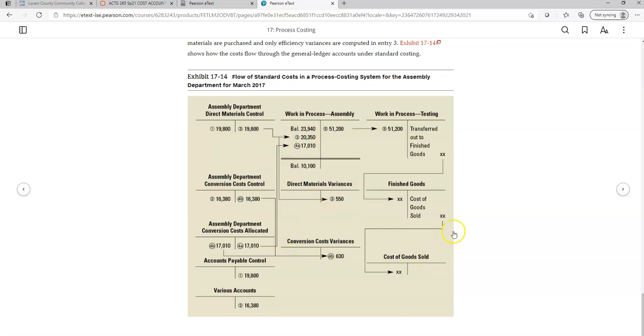So we've got a complex diagram here, but we can see the interrelationship between the favorable conversion cost variances, as well as the favorable direct materials variances here. And remember, they're credit entries, so they're going to be credits in our T accounts. If they were unfavorable, they would be debit entries on our books, and then also debit entries in the T accounts.